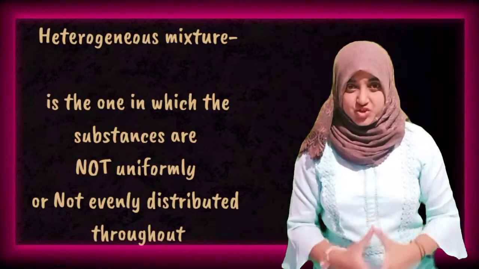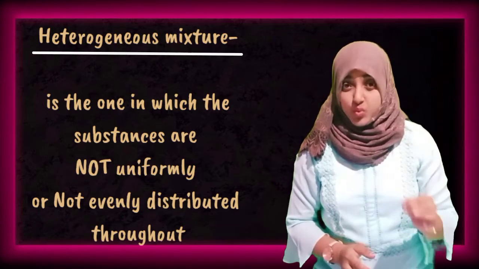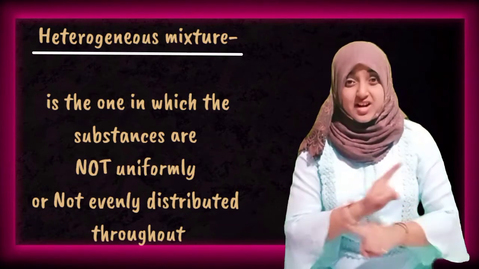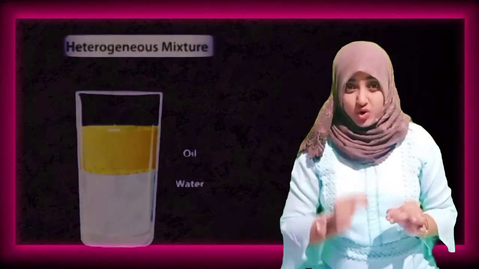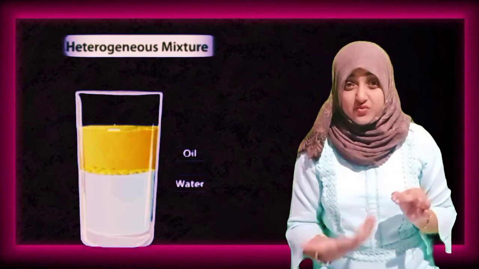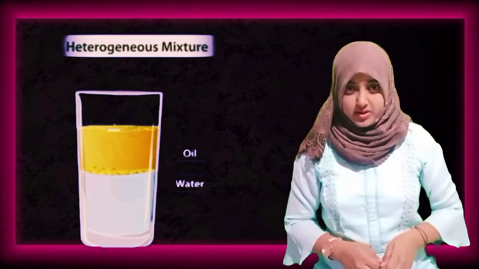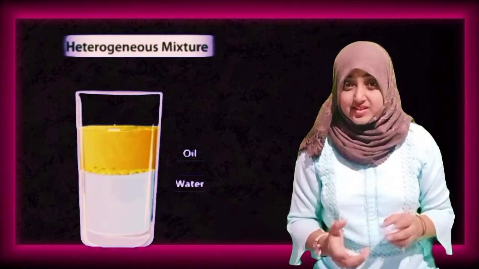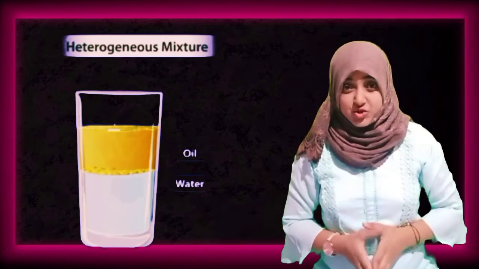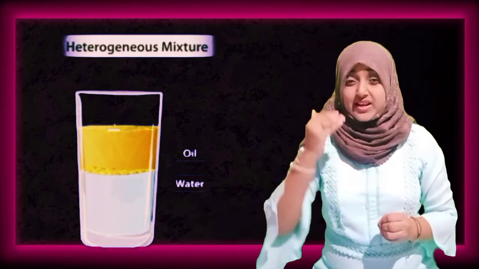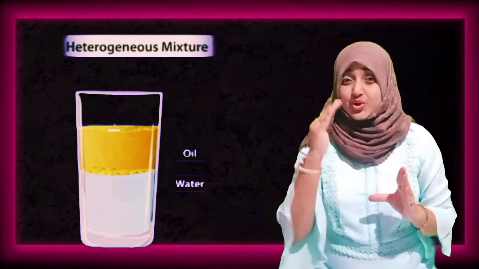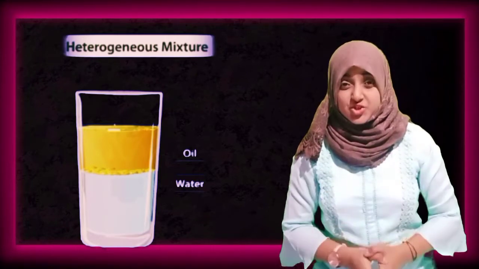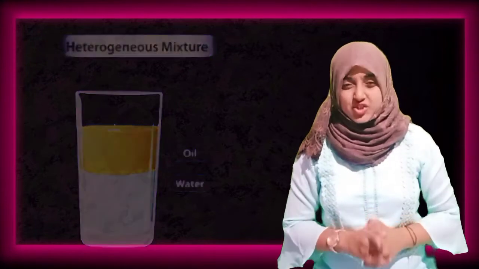Next, heterogeneous mixture. A heterogeneous mixture is one in which the substances are not uniformly distributed, not evenly distributed. For example, when we add oil to water, oil does not blend in water. Oil doesn't get dissolved in water. Hence, two distinct layers of oil and water are visible in this mixture. We can identify oil and water in this mixture. Thus, this mixture doesn't appear smooth or uniform throughout, and such a mixture is called a heterogeneous mixture.